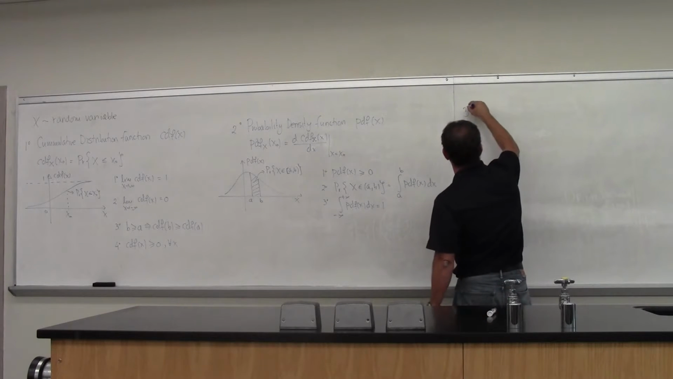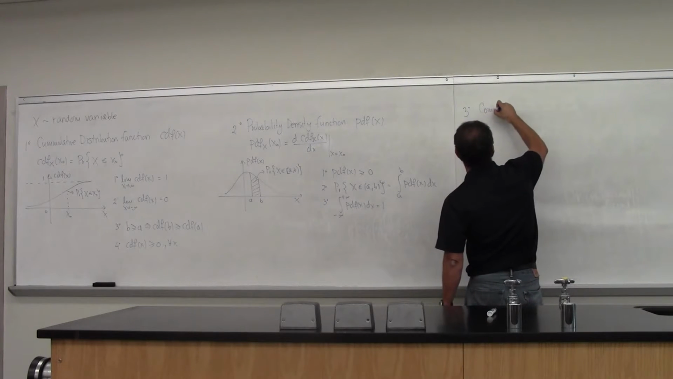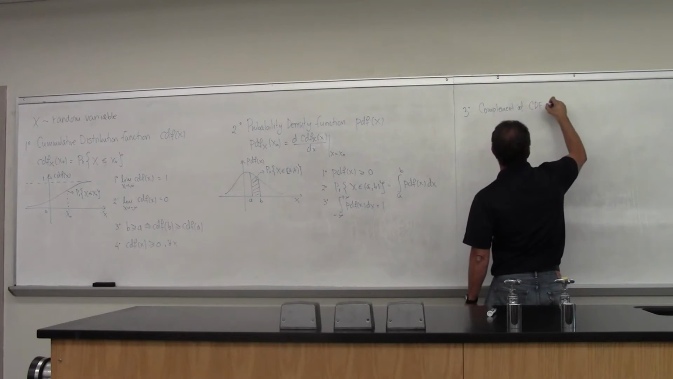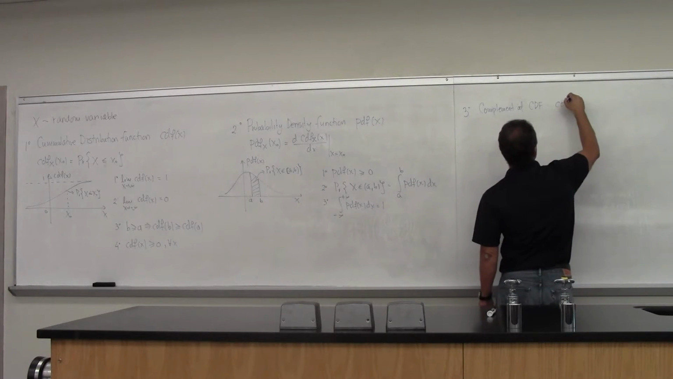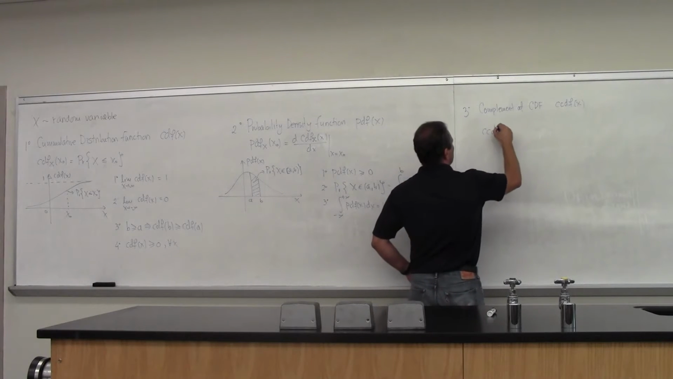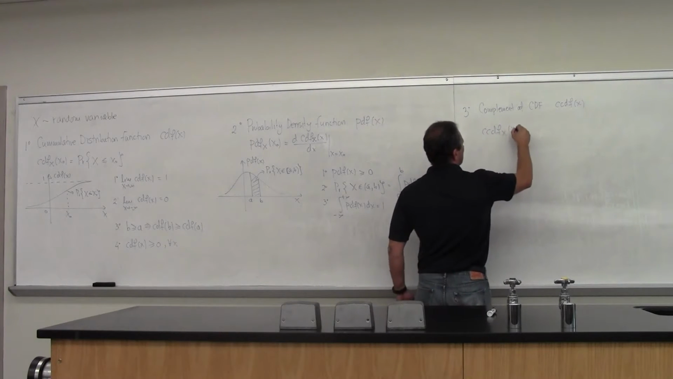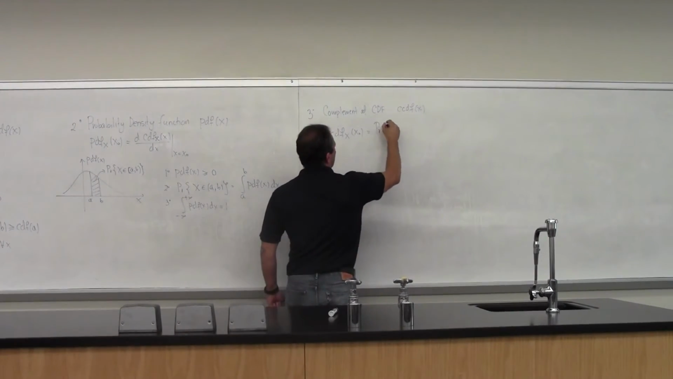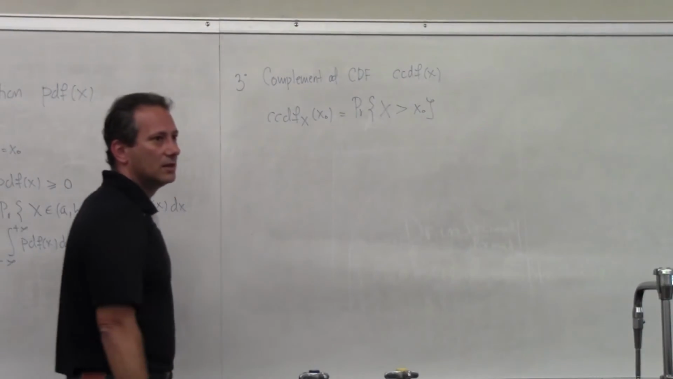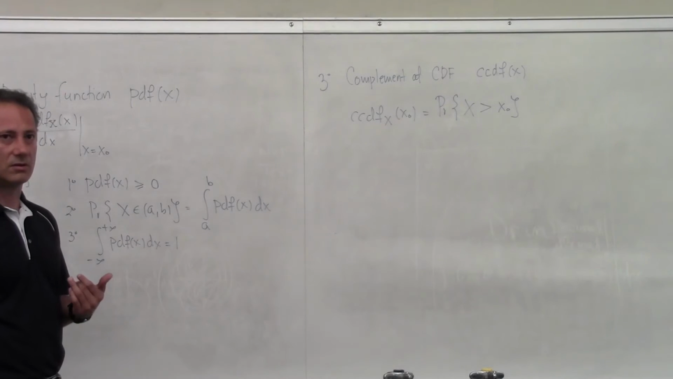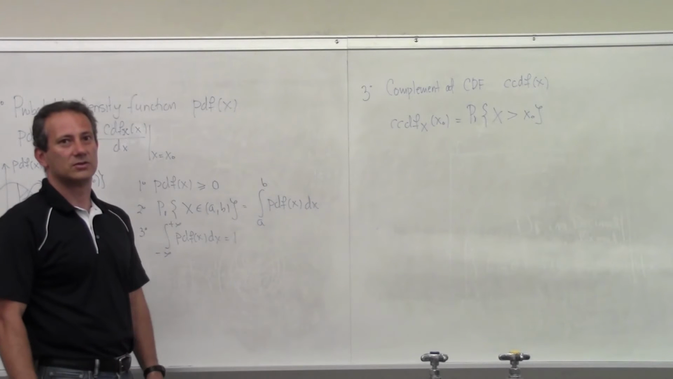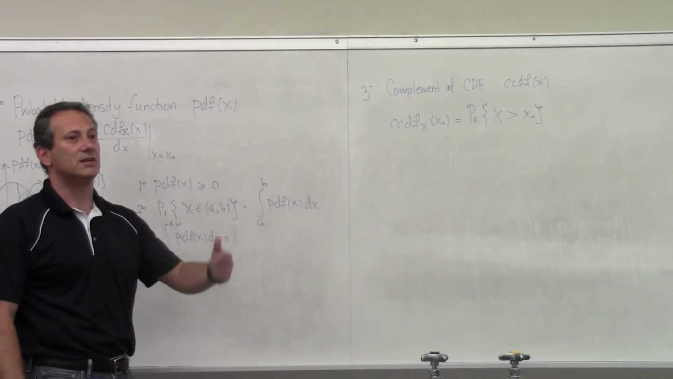The third function that I'm introducing here is going to be the complement of CDF, or sometimes referred to as CCDF of x. So CCDF of a random variable x evaluated at point x0 is going to be the probability that x exceeds x0. So these are complementary cumulative distribution function curves. A lot of times they're referred to as exceedance curves, because they give you the probability of a random variable exceeding a given threshold.